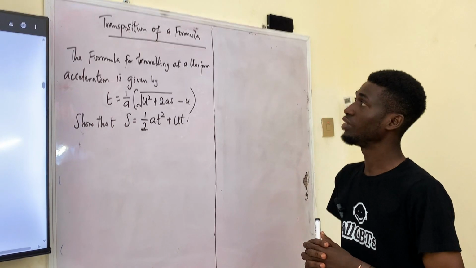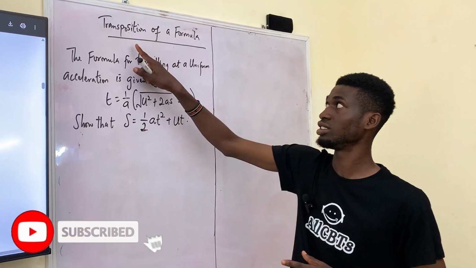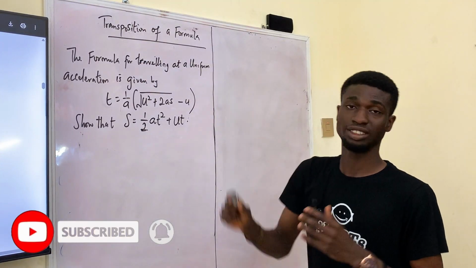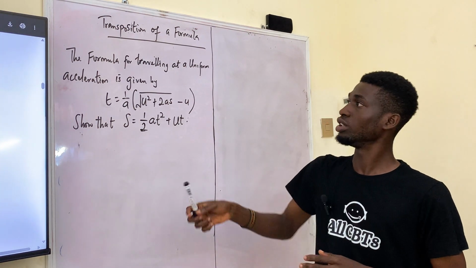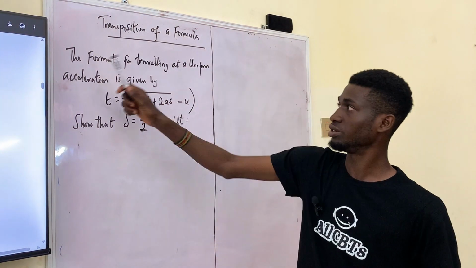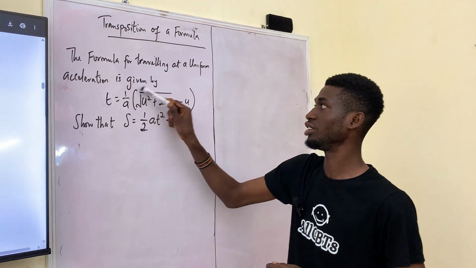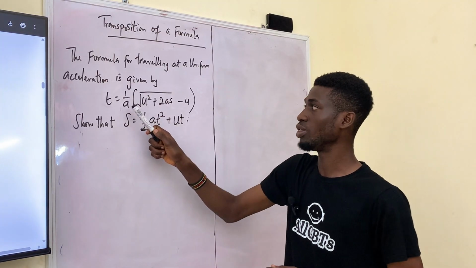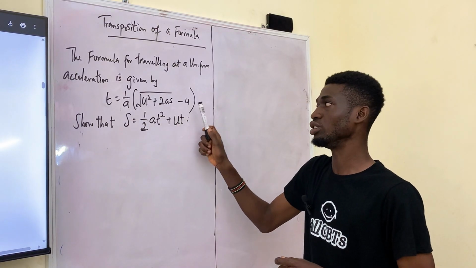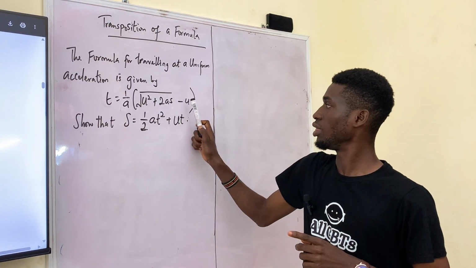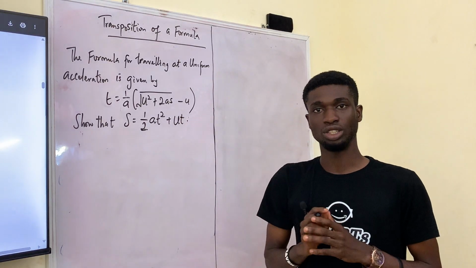Welcome back. This is an example on change of subject of formula, which is also known as transposition of a formula. They are the same thing, meaning changing a variable to the other variable. Now, this is an example which follows that the formula for traveling at a uniform acceleration is given by t equals 1 over a, open bracket, square root of u squared plus 2ax, minus u. Take notice, this minus u is not part of the square root. It's standing as a variable on its own.